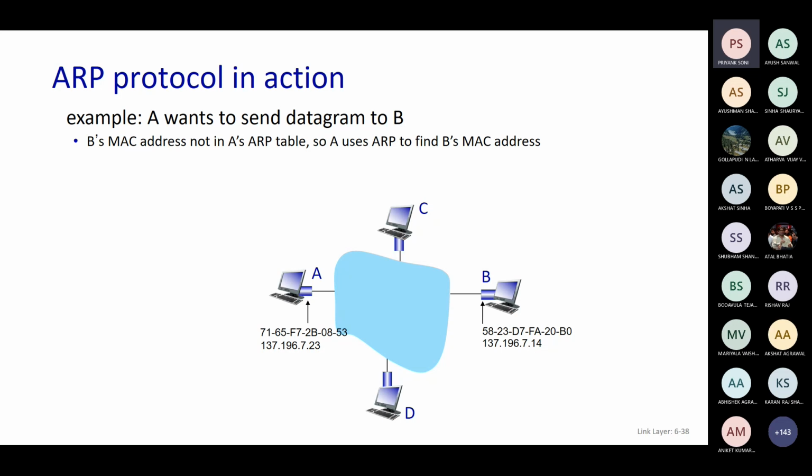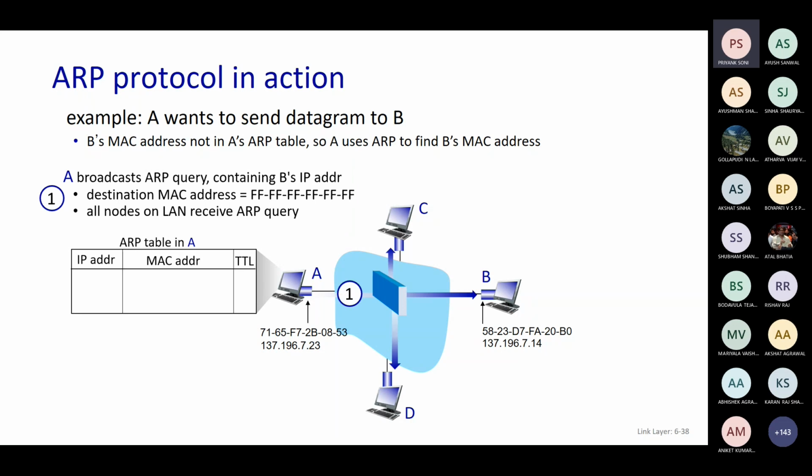This is also the same as the situation where A had the information about B's IP and MAC mapping, but after some time the entry was deleted after the TTL value. So it has no memory of the corresponding IP and MAC mapping for host B. For this, it uses the ARP protocol, address resolution protocol, to find out the corresponding MAC address of B.